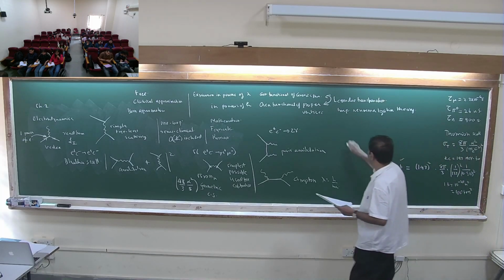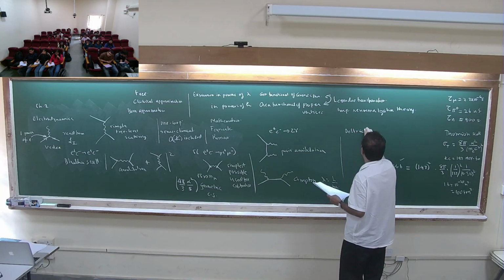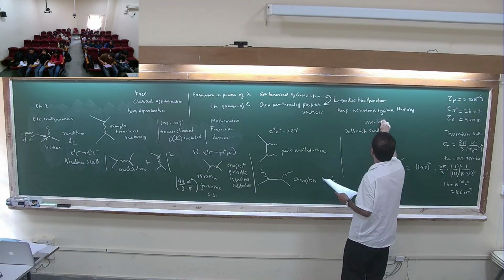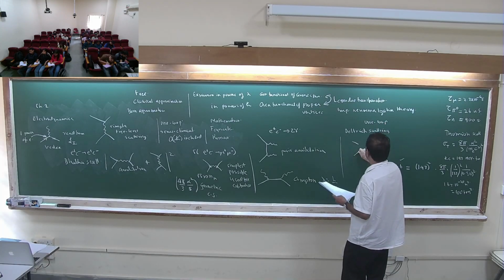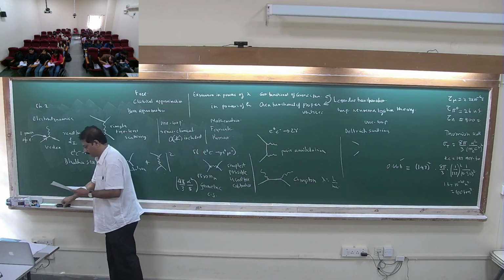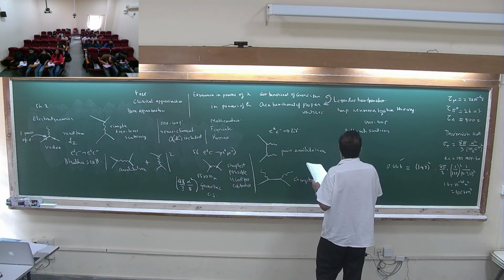We also mentioned the other day Delbruck scattering, which is already at one loop. So this is light by light scattering. Oops, this is wrong. So Delbruck is light by light.